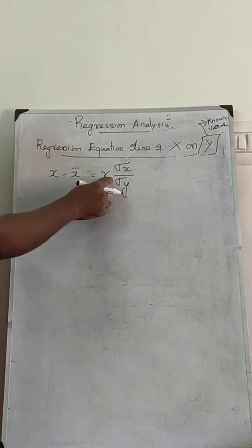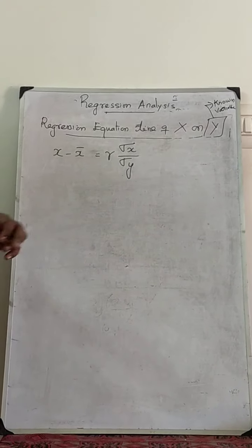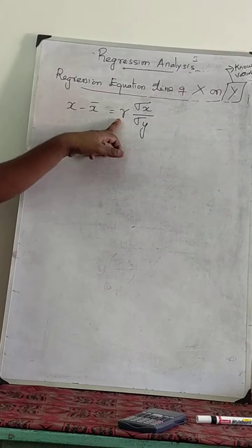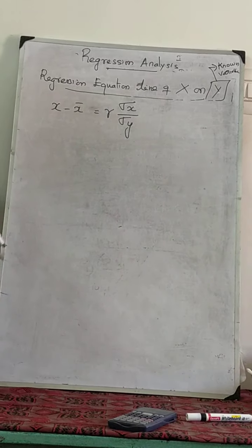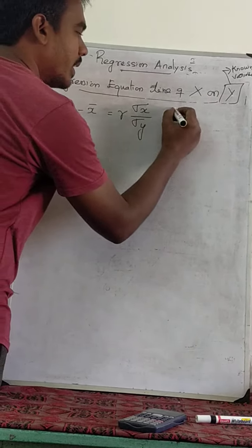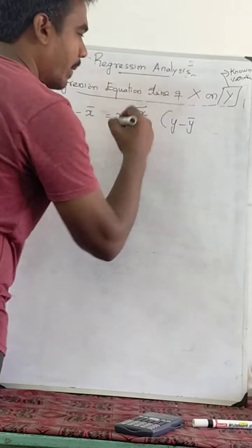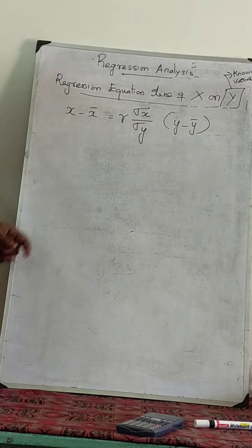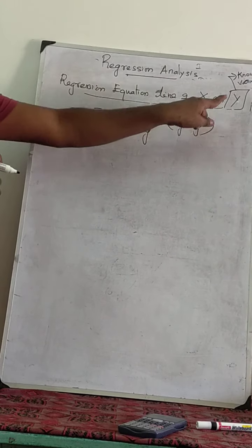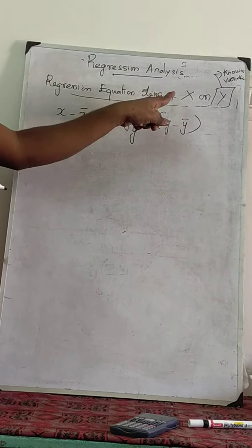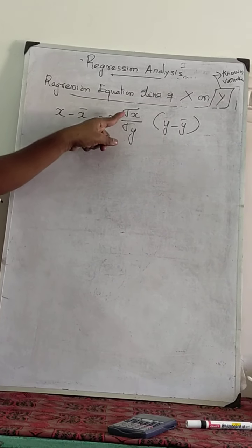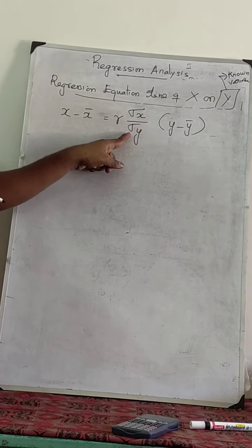You know how to find out the correlation value. You need not worry. The correlation value will be given in the problem itself. Okay. Now the next one is y minus y bar. Here y bar means the average of y. What is the average of x? This is the correlation value. This is standard deviation x, standard deviation y.